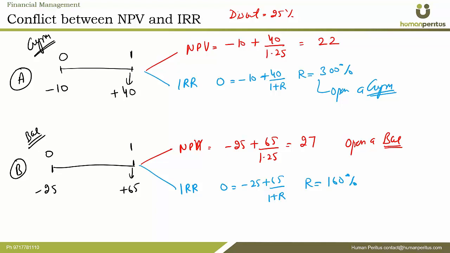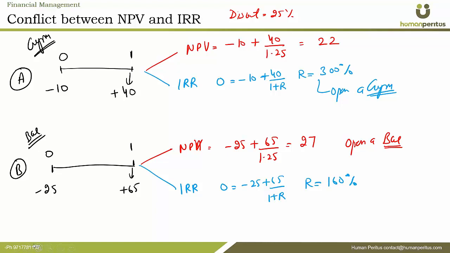And this is what is known as conflict between NPV and IRR. One method is asking you to do something and another method is asking you to choose a different project. This is known as conflict between NPV and IRR. Everyone okay till now? Any doubt? Anyone who would like to say or discuss anything till now? This is okay with everybody? Okay, great.